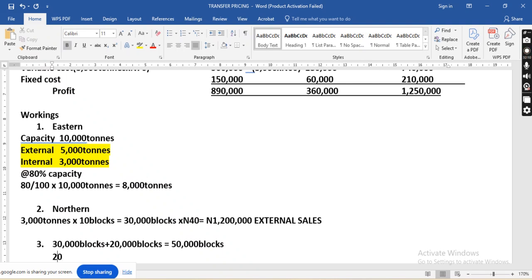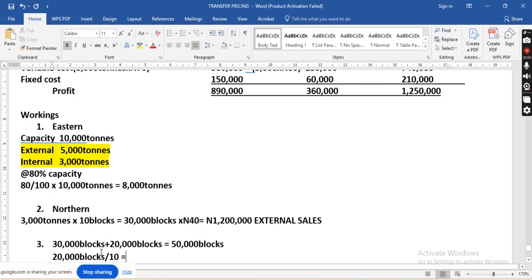That is good, because for one ton we use 10 blocks, is that not so? So if you want to get the tons, divided by 10, what do you have? 2,000. This is 2,000, right? Yes, sir. I want to convert these blocks to tons.